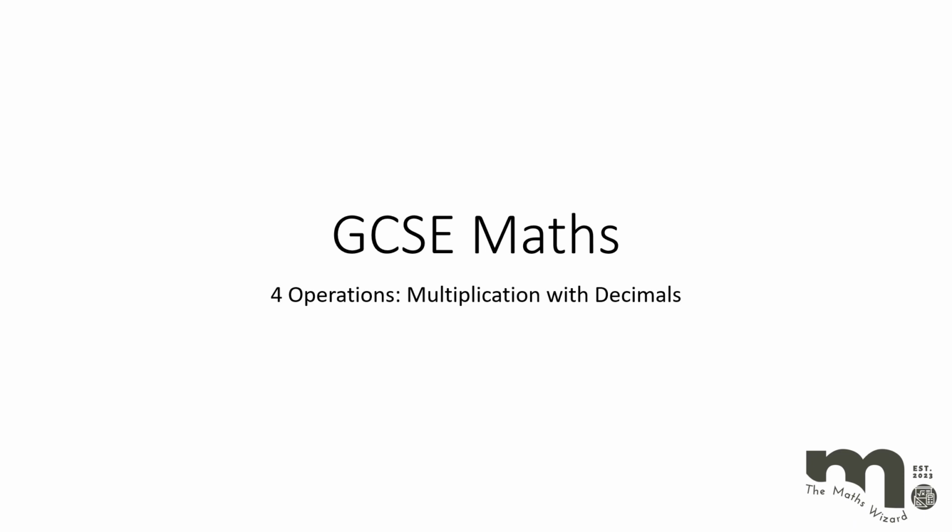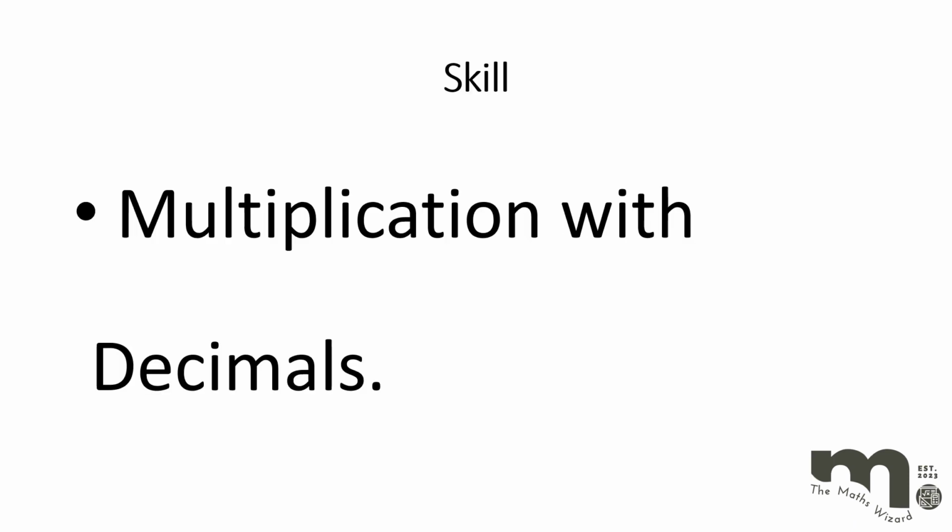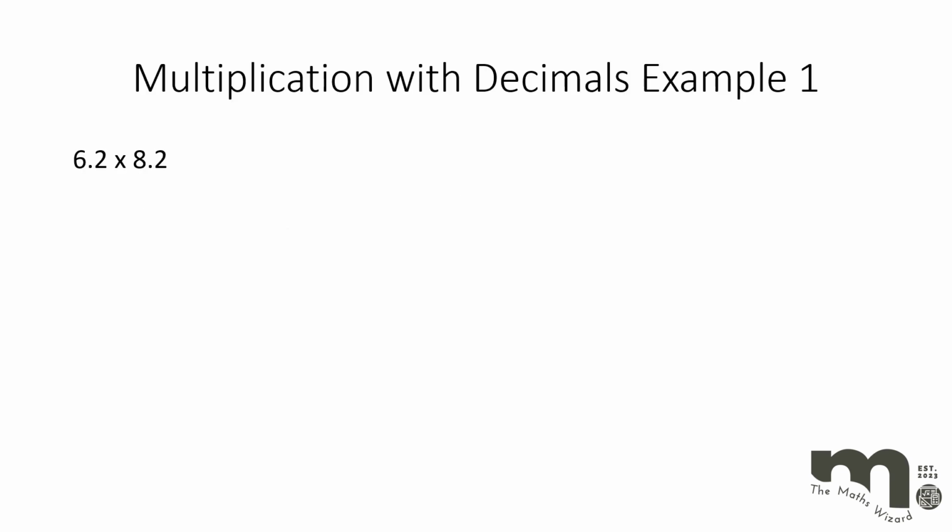Today we're going to be looking at multiplication with decimals. So we're going to build on that work from the multiplication with whole numbers video. We're going to look at this example to start with. So we've got 6.2 times 8.2 here.